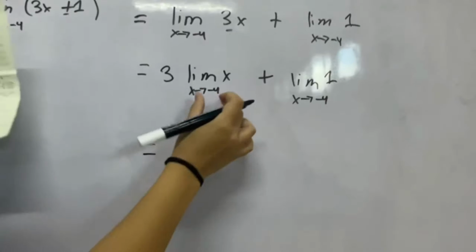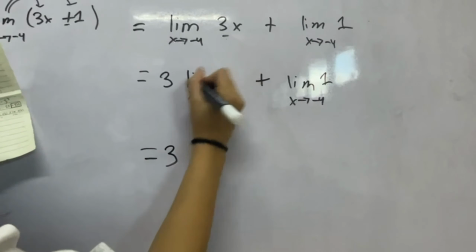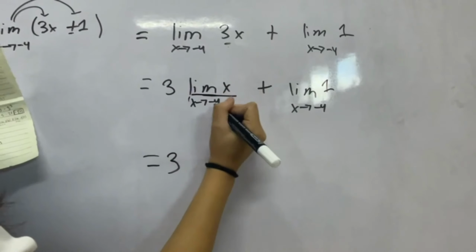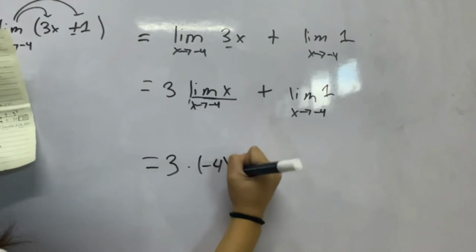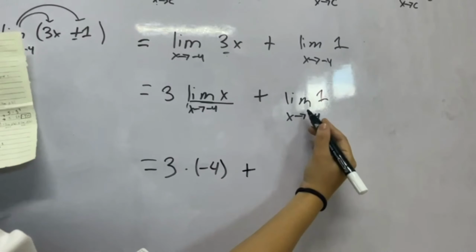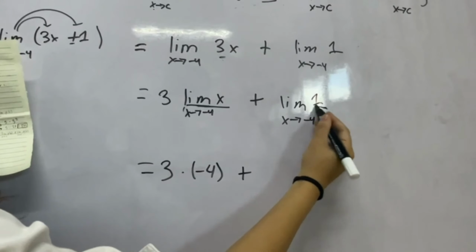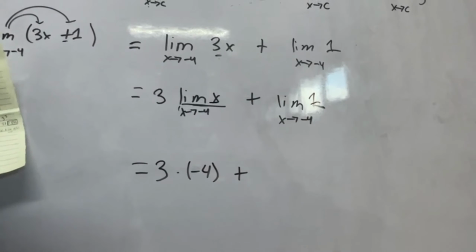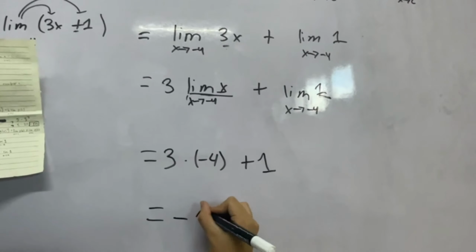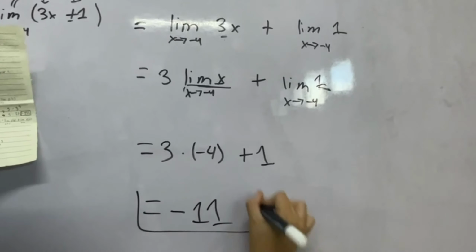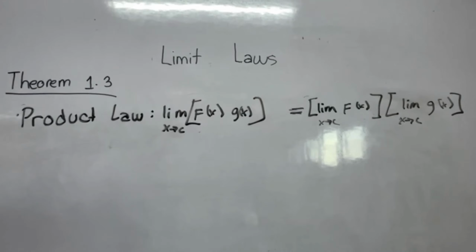Next step is to copy the constant 3, change the limit of x into the value x is approaching, which is -4. Copy the operation, and that would just be 1 because it has no variable. So just copy the 1. And the final answer is -11. And here you have your final answer.